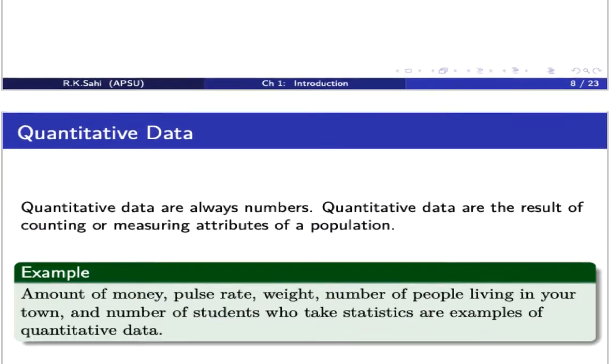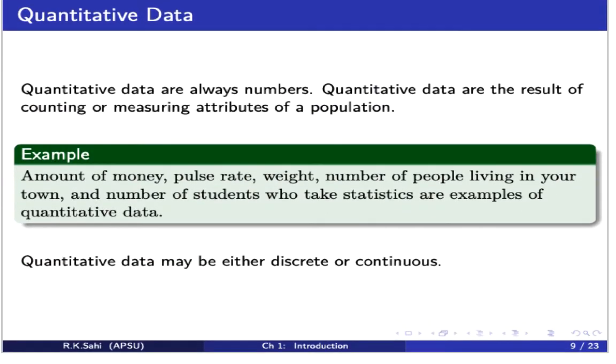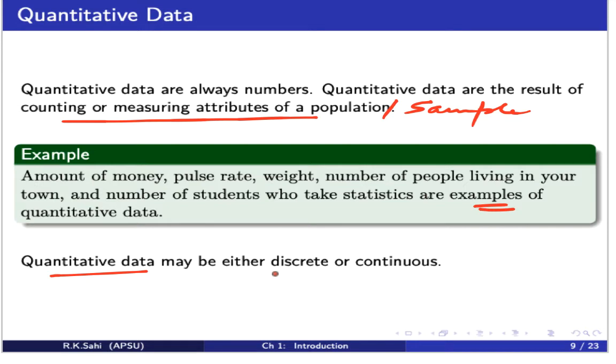The next one we have is the quantitative data. Now quantitative data means numbers. That's the best way to remember. Quantity, numbers. Now they are the result of counting or measuring attributes of a population or sample, remember. Okay, for example, amount of money, pulse rate, height of a person, weight of a certain object, number of people living in a town, number of students who take statistics. They're all examples of quantitative data. Now further, we can divide this quantitative data into discrete or continuous.